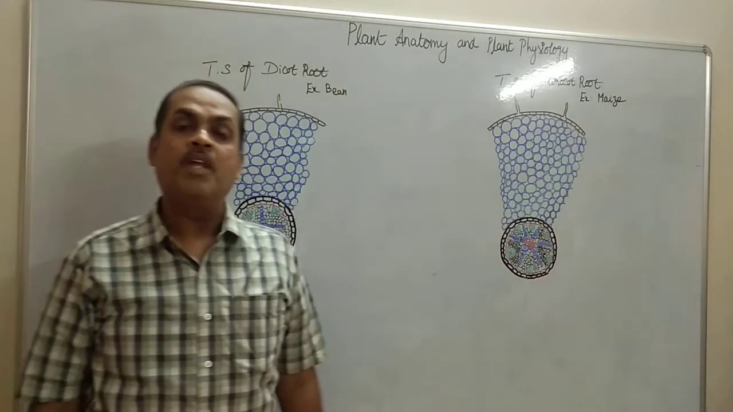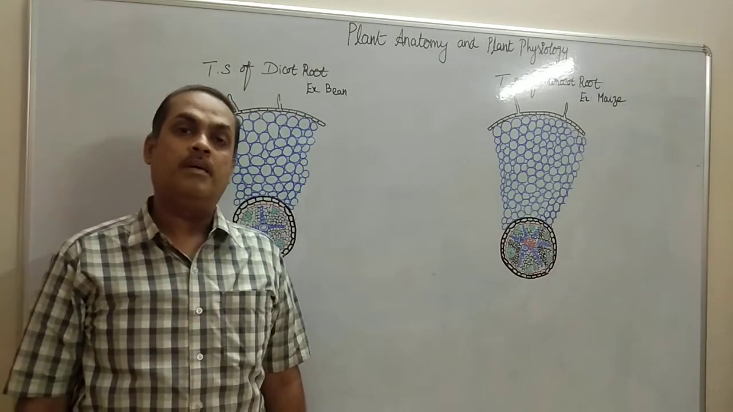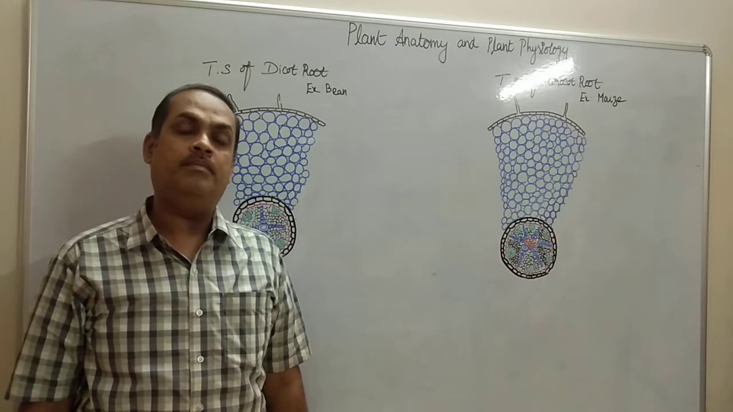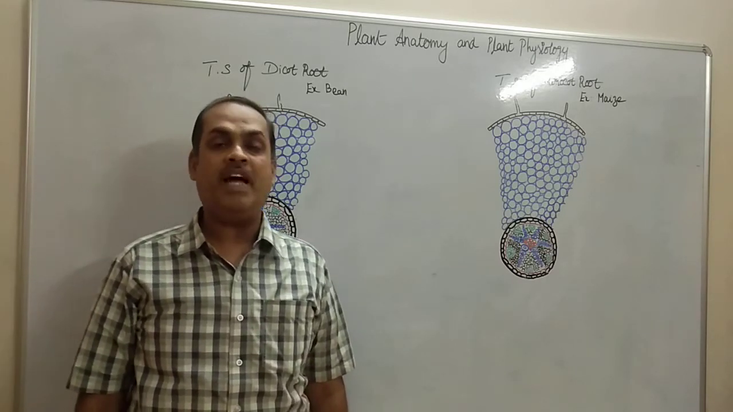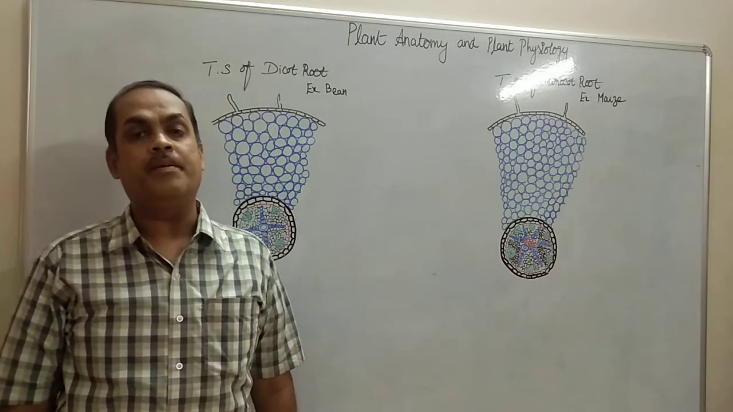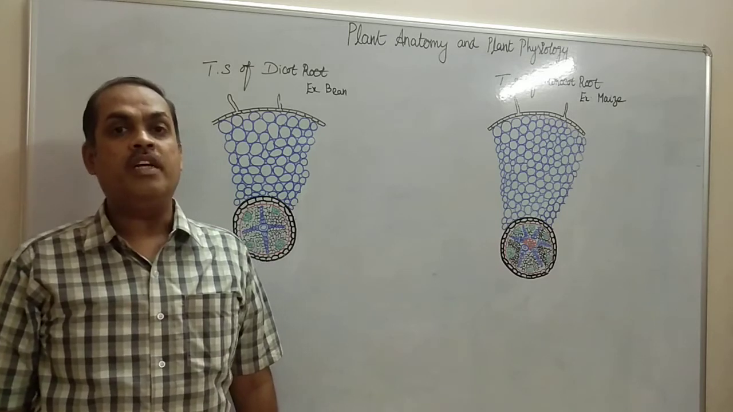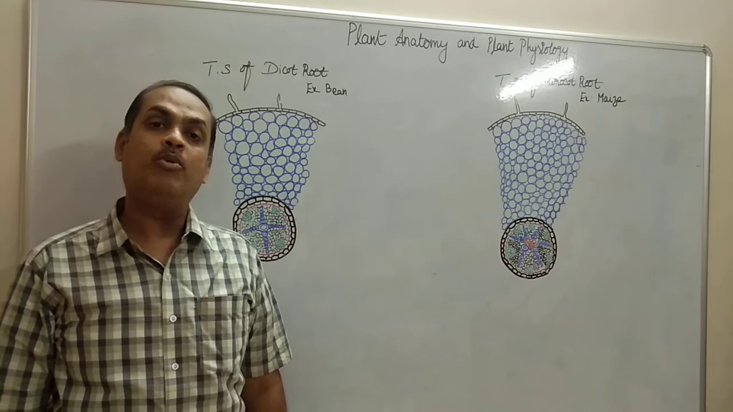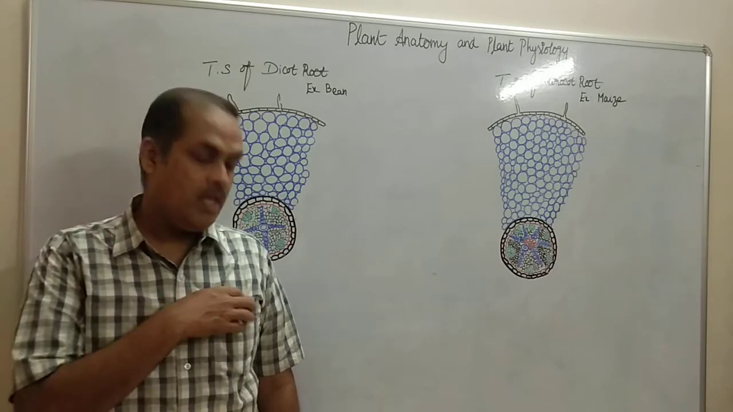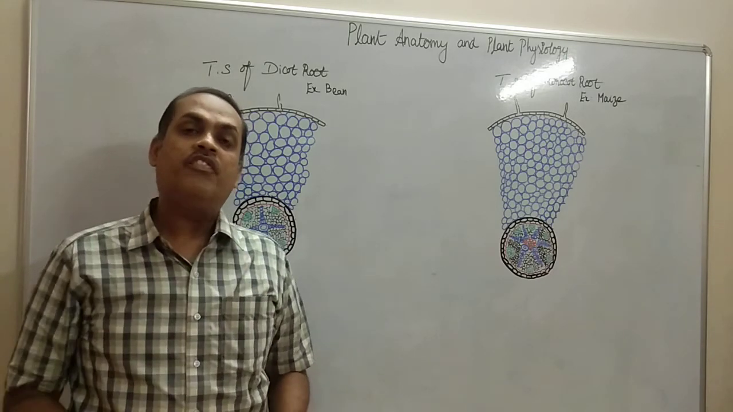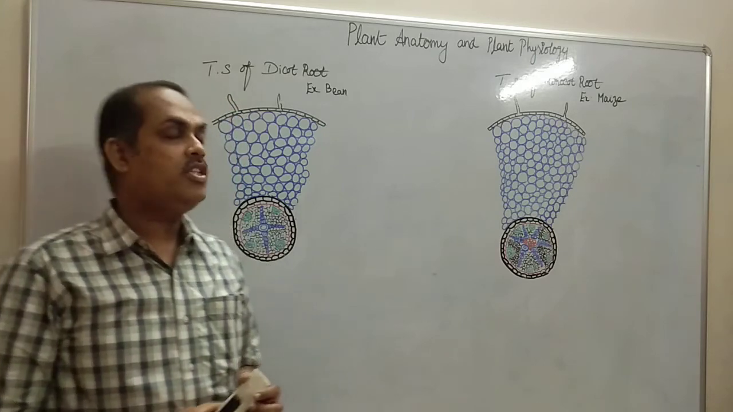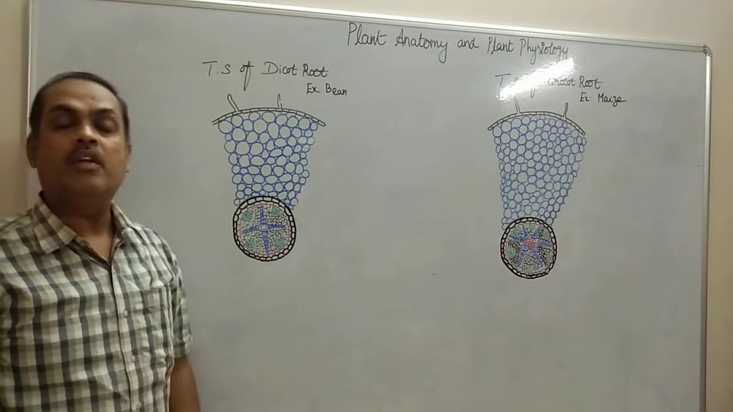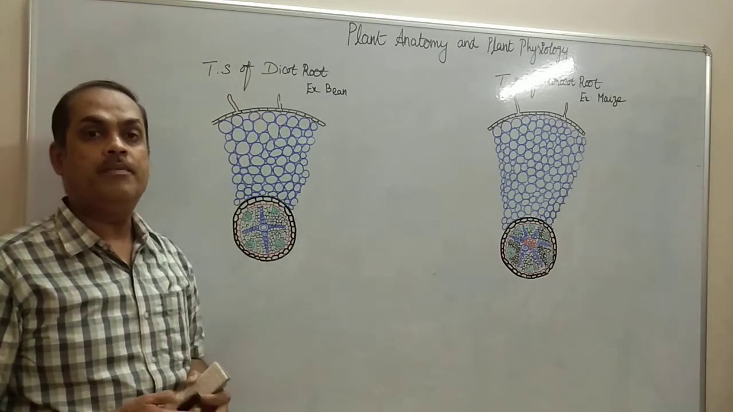In this section, we are going to start Chapter 12, Plant Anatomy and Plant Physiology for Class 10. We are going to study the internal structure of the dicot as well as the monocot root in detail. Now let's get started. The first internal structure is dicot root. The example I have taken is bean.